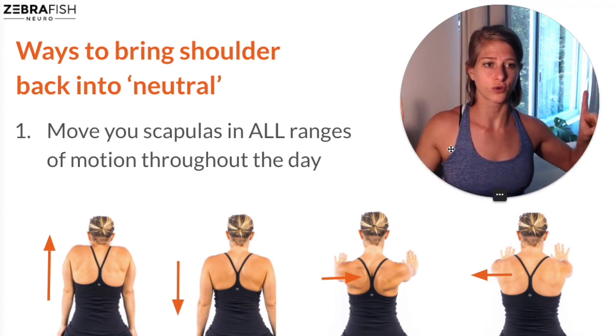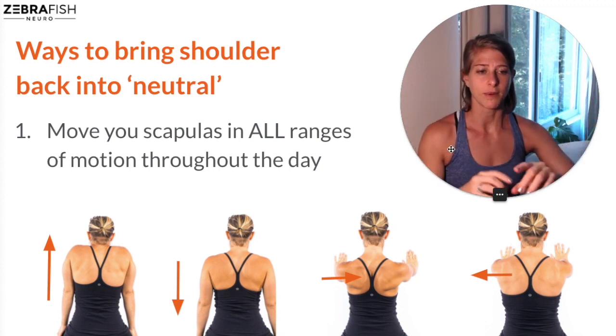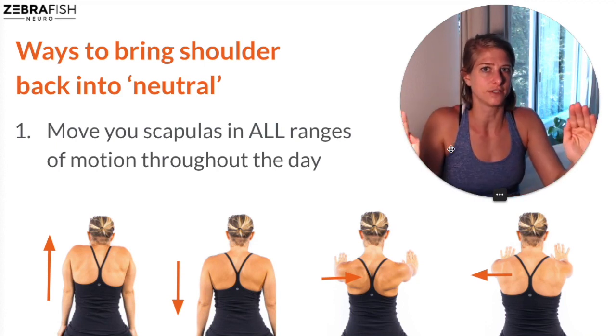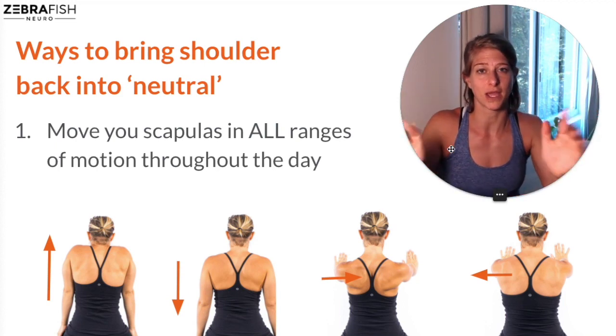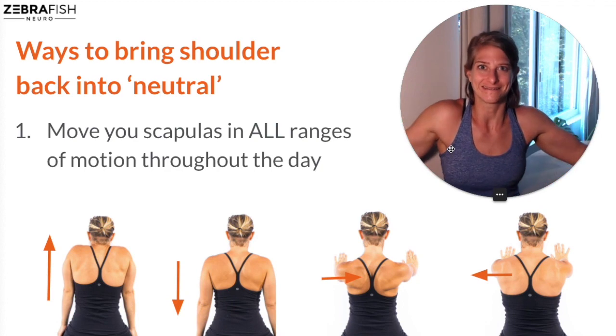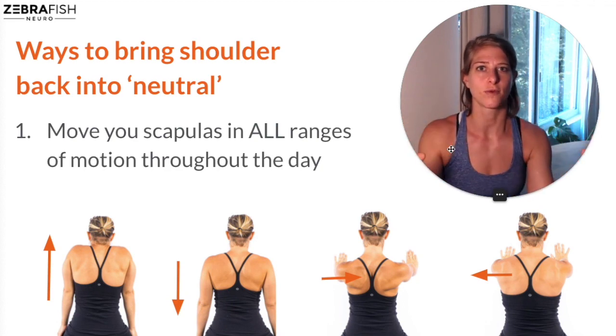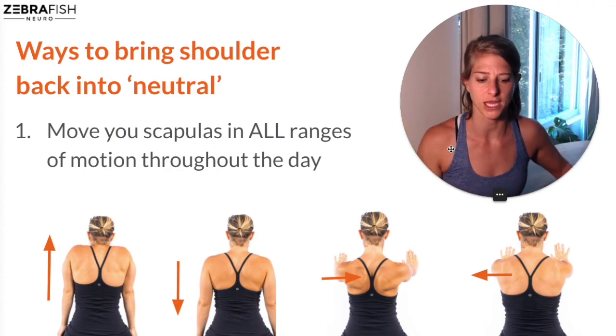Okay. And forward. And remember, when we say apart, it's really kind of just around the sides, okay? Because you can't bring your scapulas outside of your body. It's going to be more of a wrapping around the rib cage.